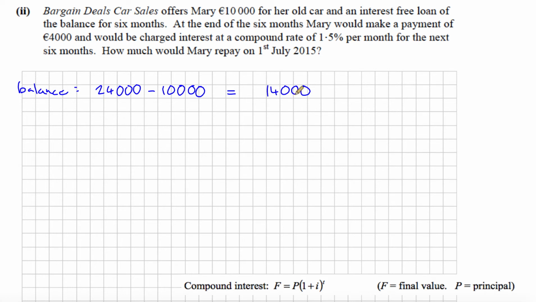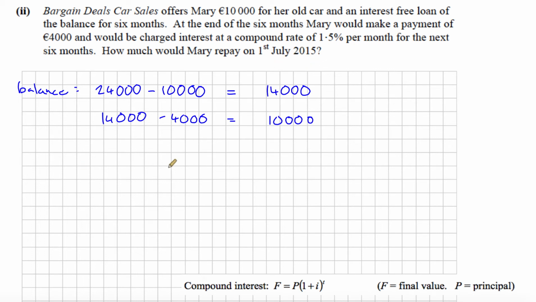At the end of that 6 months, she pays 4 grand. So no interest there. At the end of the 6 months, she pays the 4 grand. That leaves her with 10 grand left to pay. And this 10 grand then, she's charged interest on the remainder at a compound rate of 1.5% per month for the next 6 months. How much would Mary repay on the 1st of July 2015?